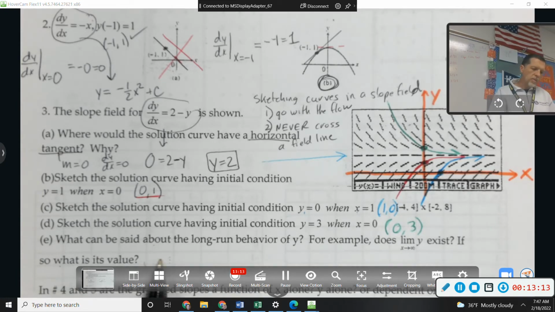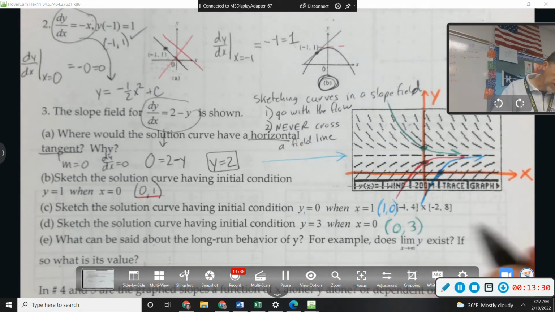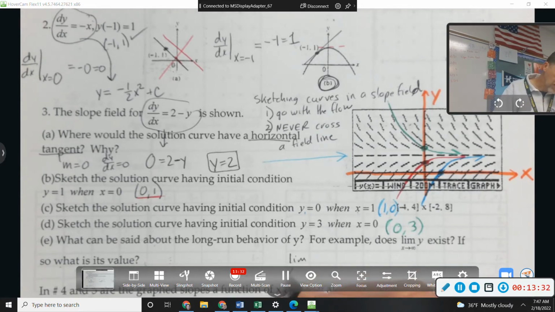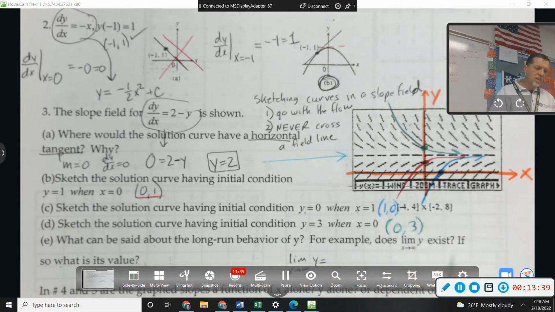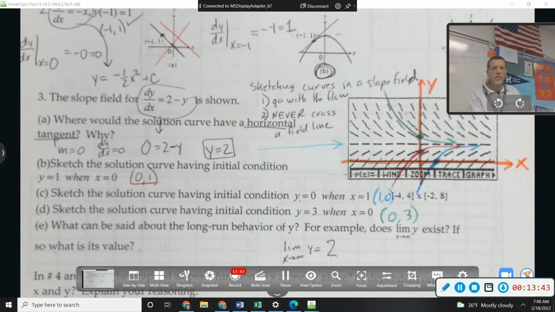Question E. What can be said about the long-run behavior of y? For example, does limit as x approaches infinity of y exist? If so, what is its value? So as x gets really big, what is y headed to, regardless of where we start? 0. Careful, not 0, because here's our x-axis. It's headed to 2, regardless of where we start.